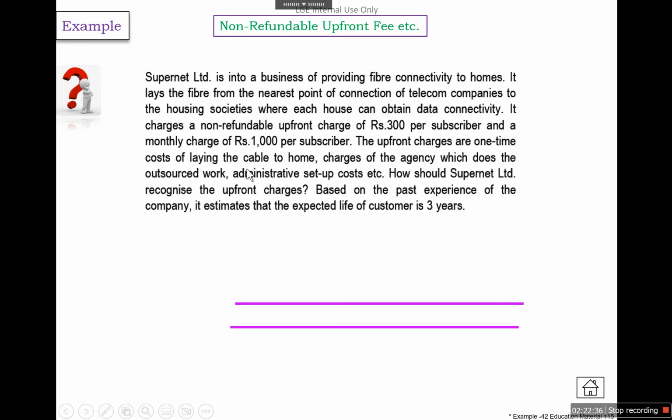For example, Supernet is into the business of providing fiber connectivity. It lays the fiber from the nearest point of connection of telecom companies to the housing society, where each house can obtain data connectivity. It charges a non-refundable upfront charge of 300 per subscriber and monthly charges of 1,000 per subscriber. The upfront fees are the one-time cost of laying the cable to the home, charges of the agency which does outsourced work, administrative setup cost, etc. How should Supernet Limited recognize the upfront charges?